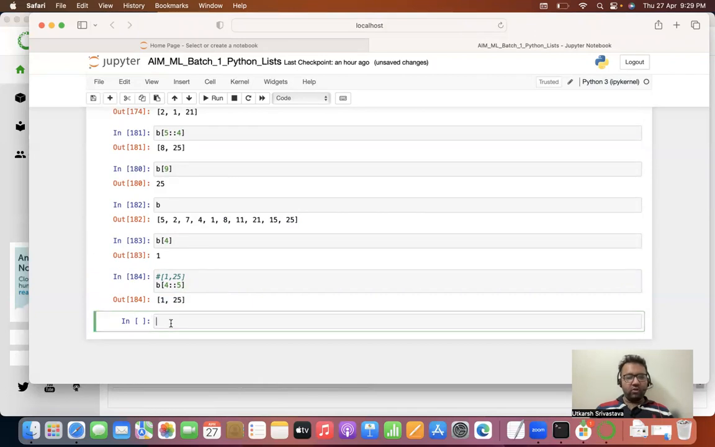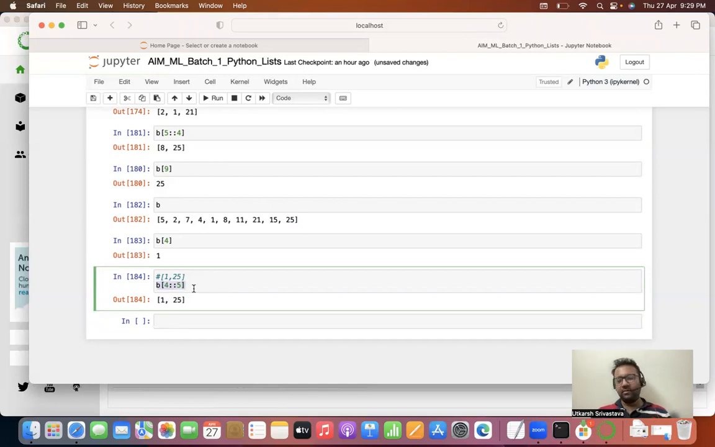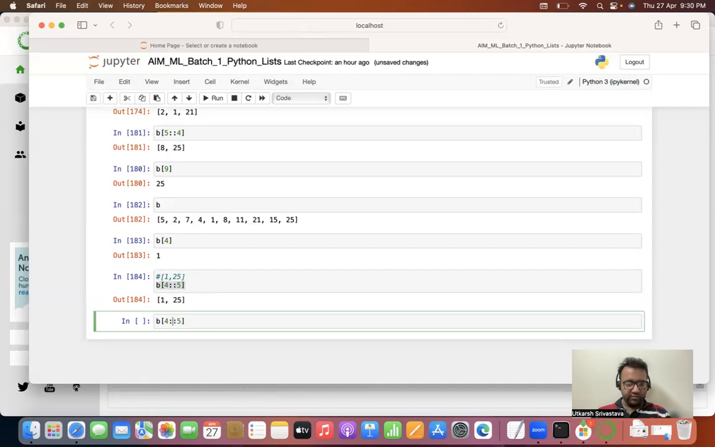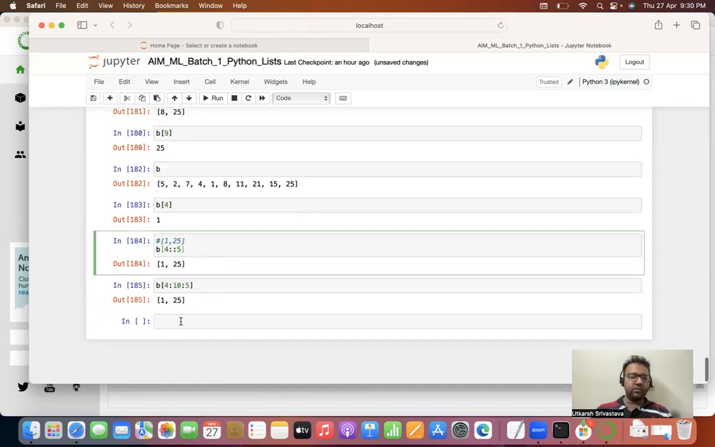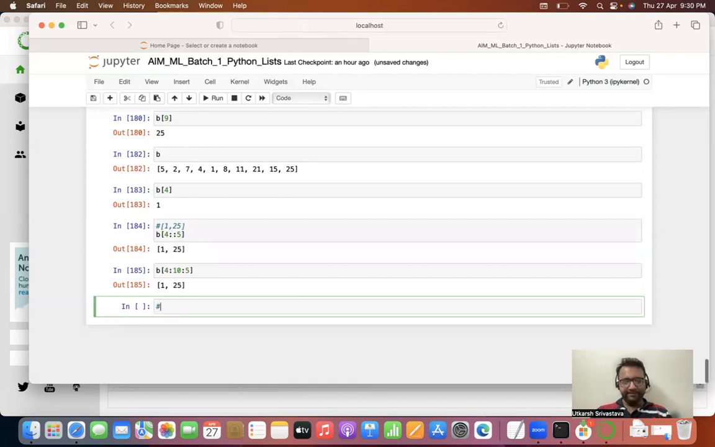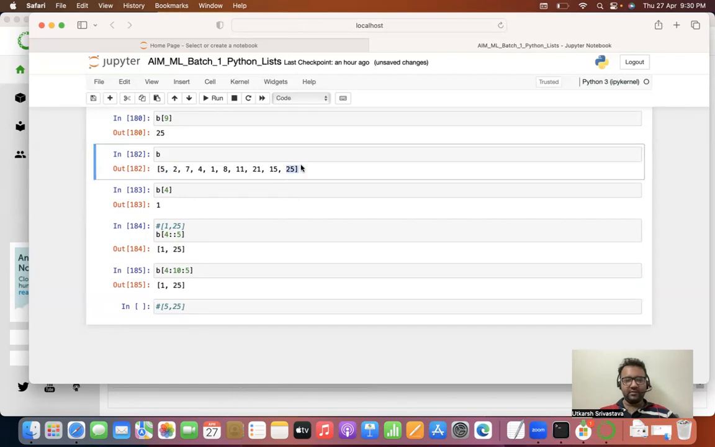Any doubts in this answer, in this 4 colon blank colon 5? Any doubts? Oh yeah, this is also correct. Great, so no doubts. All right, good. Now in this list, print me 5 comma 25, which is this and this.